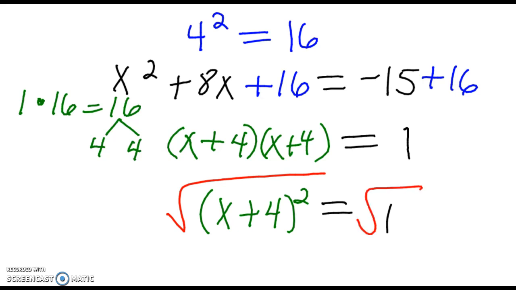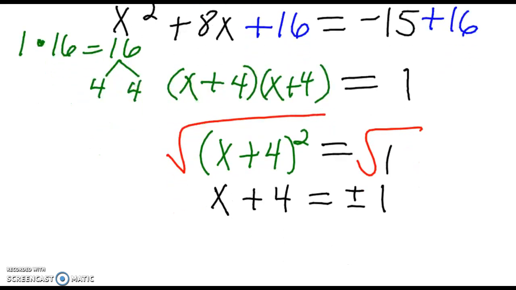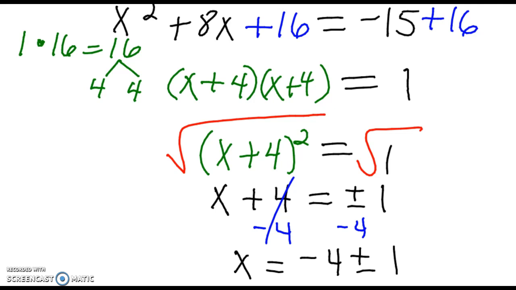And then x plus 4 equals plus or minus the square root of 1, which is 1. Subtract 4 from both sides of our equal sign. So x equals negative 4 plus or minus 1, which would give us our two solutions.